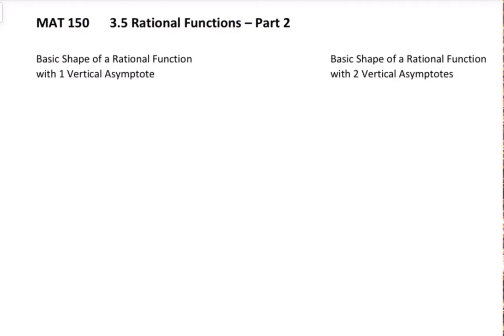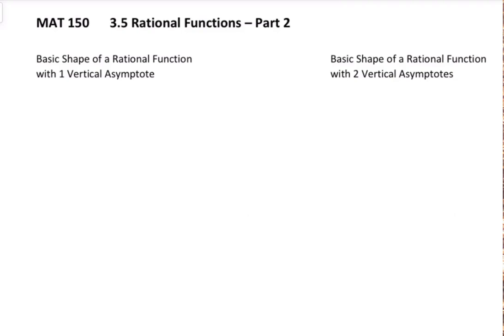In this video, we're going to talk about taking all of that information that we were pulling from rational functions in part one and putting that together in a graph of a rational function. So I'm going to start with the basic shape of a rational function. You're a little bit familiar with that from our transformation section, at least with the basic shape of a rational function with one vertical asymptote.